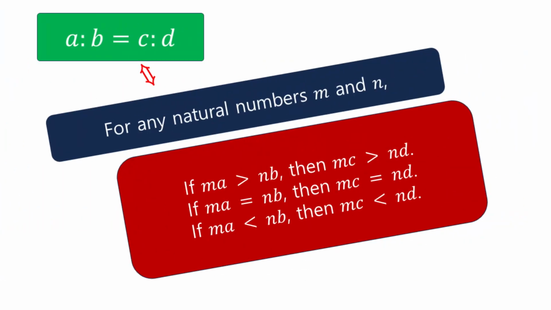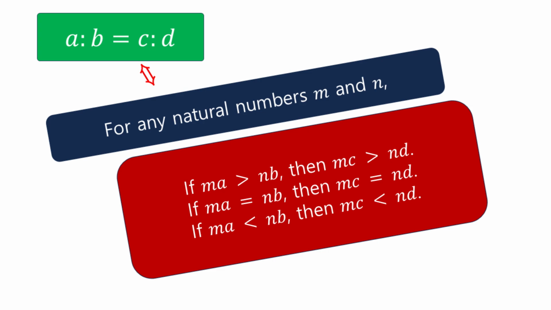In modern terms, A to B equals C to D means that for any natural numbers m and n, if ma is greater than nb, then mc is greater than nd. If ma equals nb, then mc equals nd. If ma is less than nb, then mc is less than nd. This is quite complex. But why was this necessary?